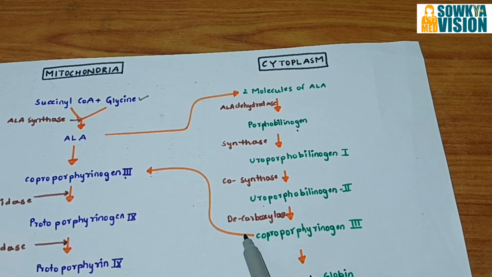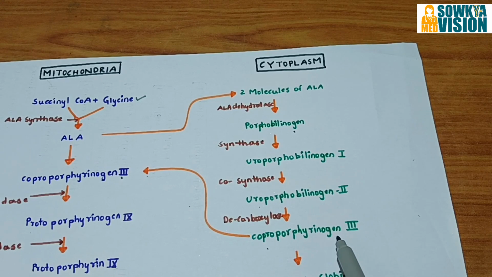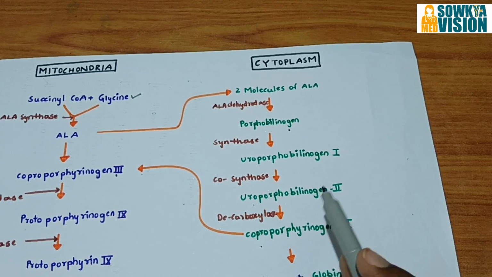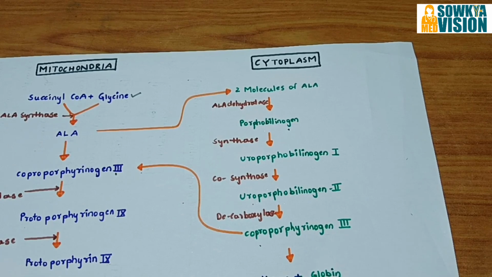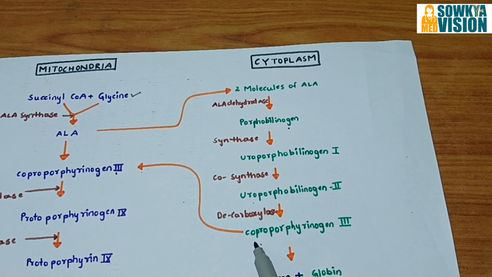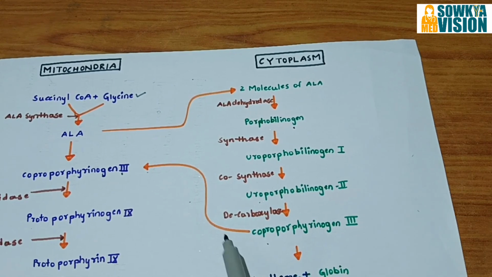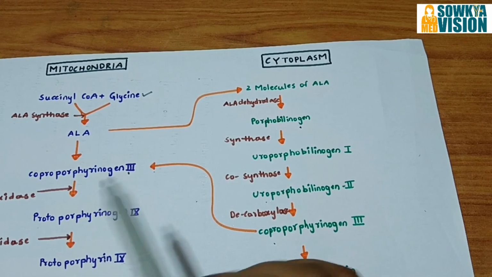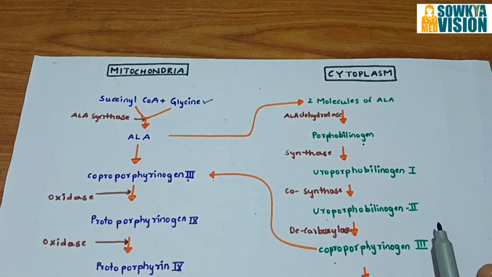In the presence of decarboxylase, it is converted into coproporphyrinogen 3. The heme is formed and the globin is formed, and together they form hemoglobin. Here, the coproporphyrinogen goes back to the mitochondria to synthesize heme. And this is the complete discussion of hemoglobin.